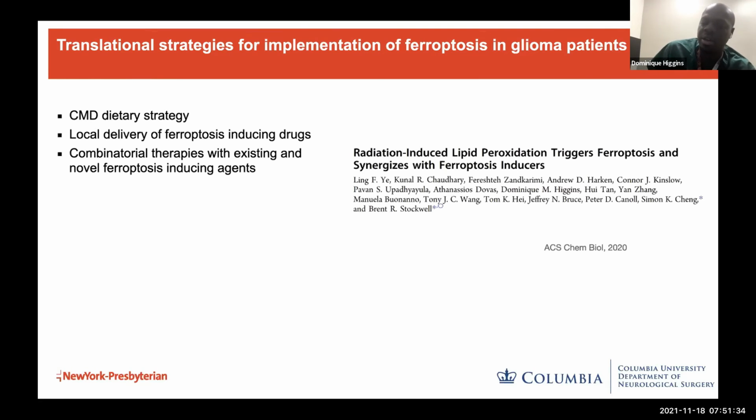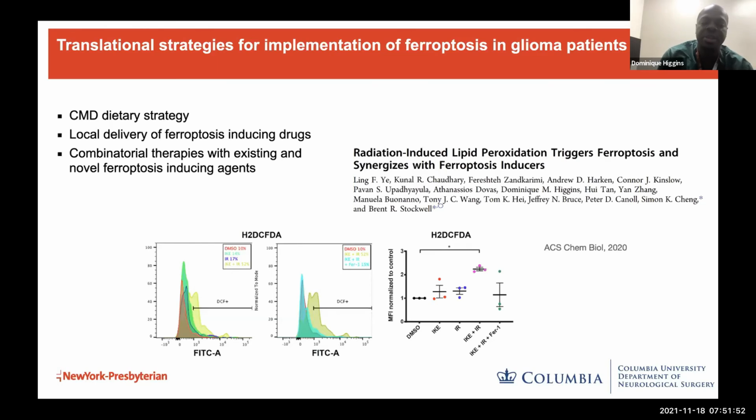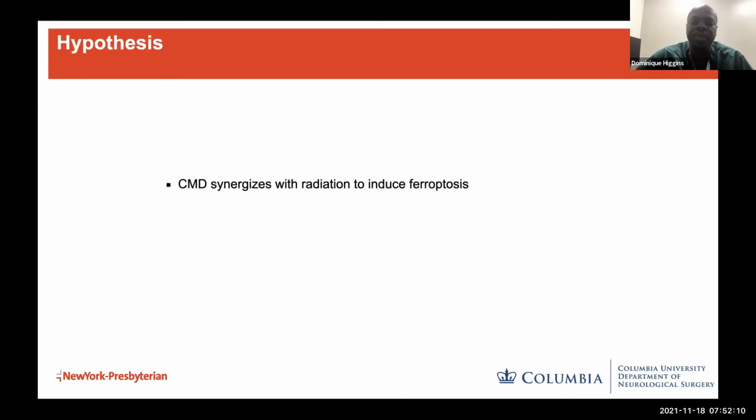In a study we did prior to this, our collaborator, Simon Cheng from Radiation Oncology, and his postdoc, Ling, showed that radiation actually serves as an inducer of ferroptosis, as a non-canonical ferroptosis-inducing agent, where we treated the cells with a reactive oxygen species detector, DCF, and then gave them either radiation or radiation plus the antiporter inhibitor IKE, and we saw a synergistic response in terms of their uptick in reactive oxygen species with IKE plus radiation.